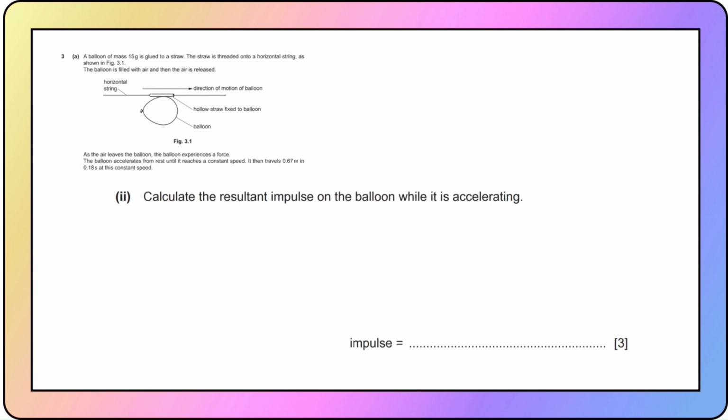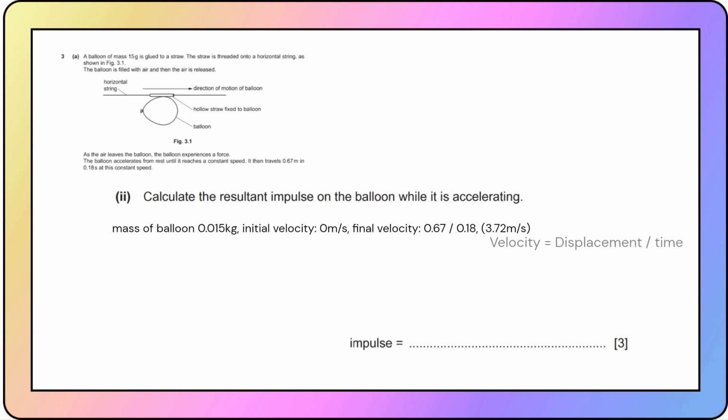Part 2 says to calculate the resultant impulse on the balloon while it is accelerating. First, let's write down the values we know. The mass of the balloon is 15 grams or 0.015 kilograms. Its initial velocity is 0 meters per second as it is stationary, and its final velocity is 0.67 divided by 0.18 using the formula of velocity, displacement, and time.